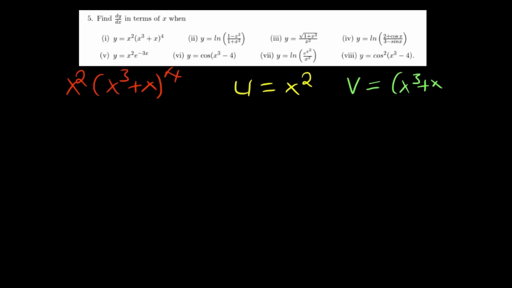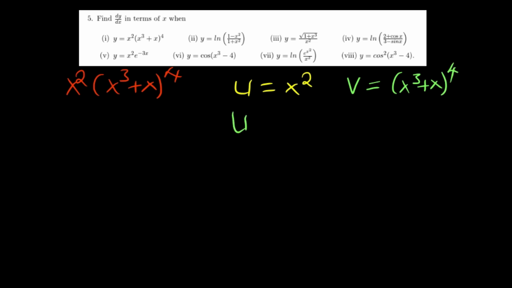So we have x squared multiplied by x to the power 3 plus x to the power 4. So this is a product of two functions. Let's call the first function u, which is x squared, and let's call the other one v. So our v will be x to the power 3 plus x to the power 4. Now we have to differentiate all these.